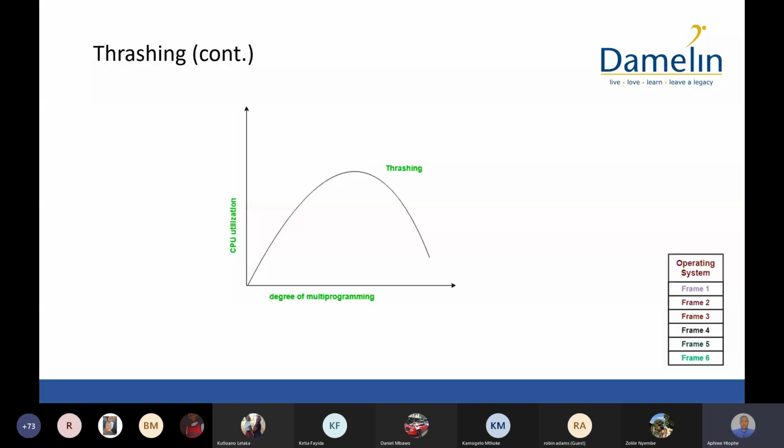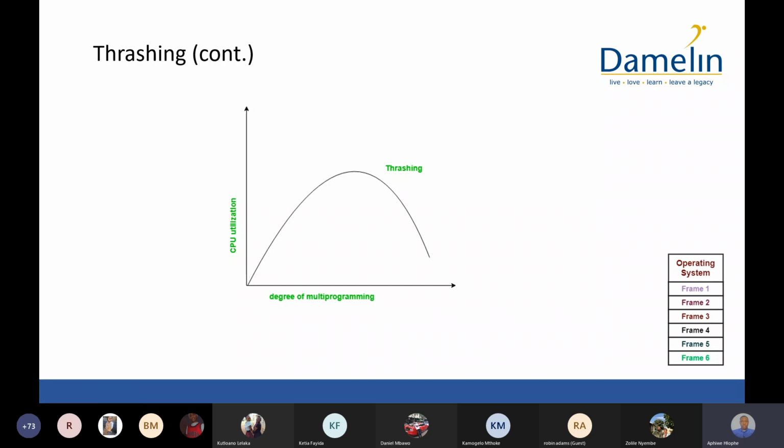So thrashing refers to a period at which the CPU spends most of its time going back and forth between the MMU and the hard disk, as opposed to actually executing the processes. And this happens because the degree of multi-programming has increased.